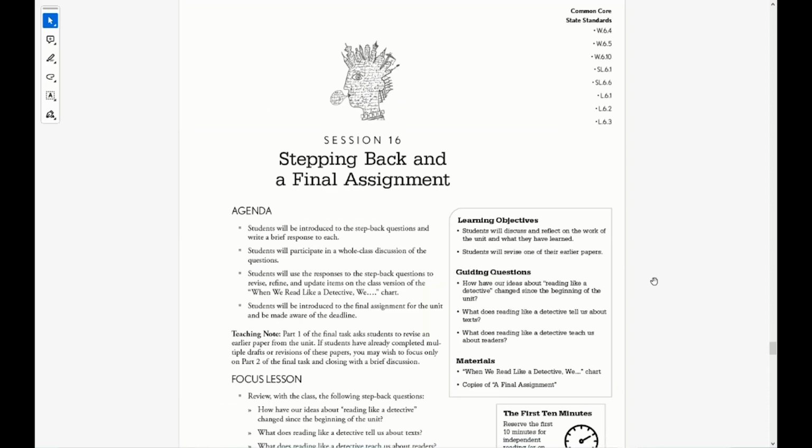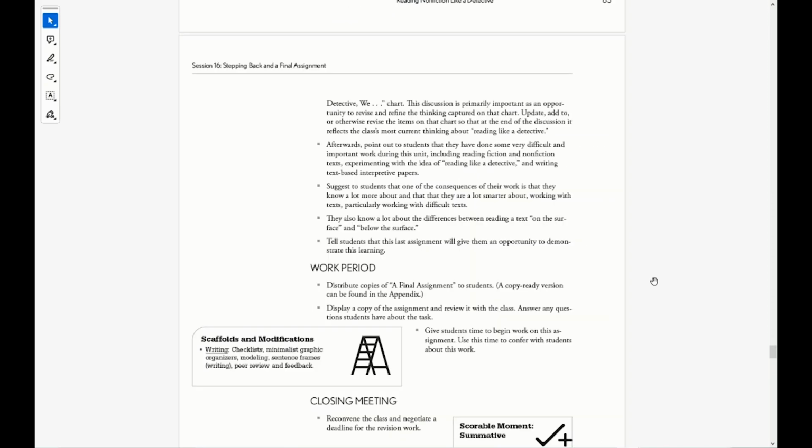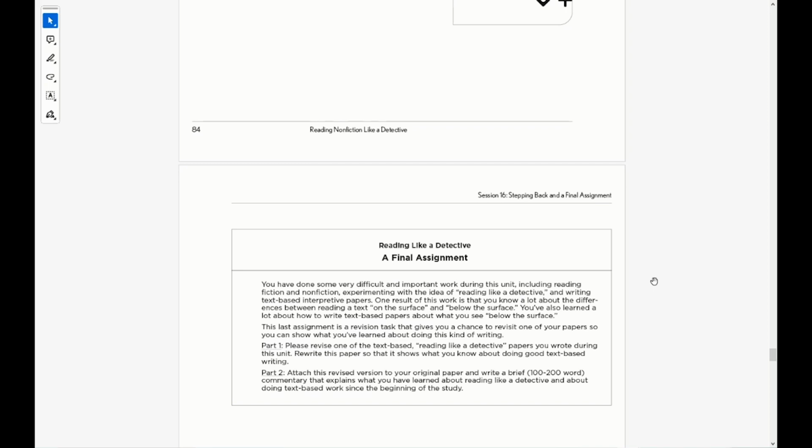So they have a whole class discussion, and it closes with a chance to step back, think about the unit and the work they've done, think about what they've learned about reading like a detective and why that might be a useful thing to do. And then, like I said, they get to revise one of their papers and write a brief commentary about their learning for the unit. I always want to emphasize that these moments for reflection and metacognition are extremely important.